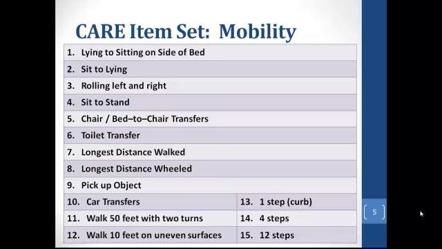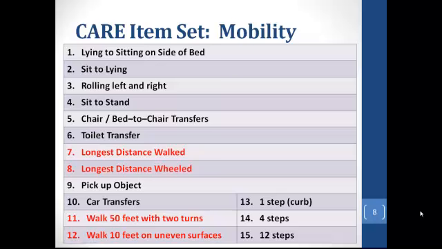You see on this slide and on page 5 of your training manual the list of 15 items that make up the CARE item mobility set. The first 3, lying to sitting on the side of the bed, sit to lying, and rolling, are subtasks of what many of us might think of as bed mobility. Items 4, 5, and 6, sit to stand, chair, bed-to-chair transfers, toilet transfers, and car transfers, are components of what many of us might think as transfers.